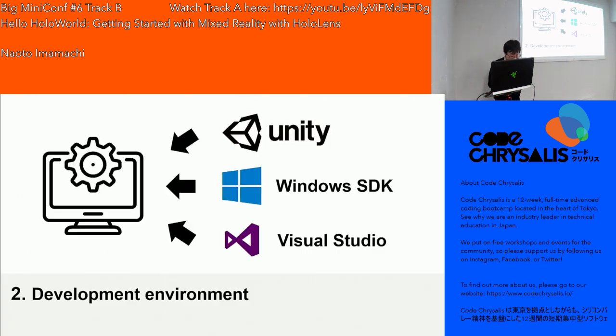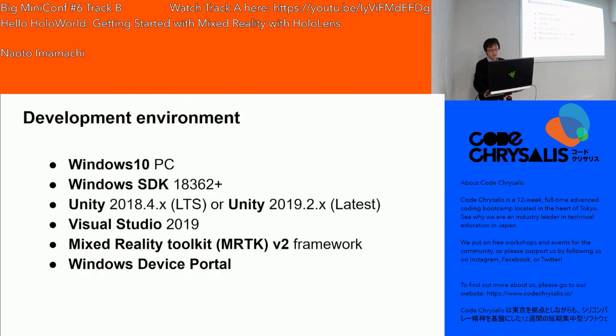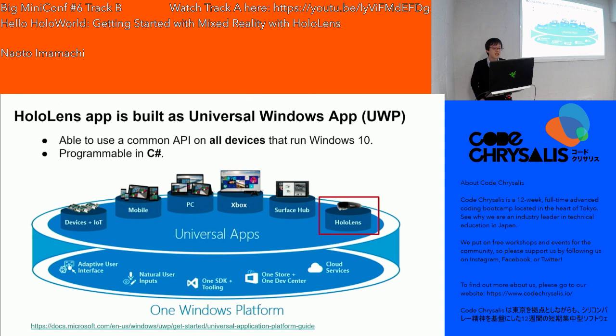So next, HoloLens is very interesting, mixed reality is interesting. So how do we set up the development environment? There are many things. First, of course, we need a Windows 10 PC, the Windows SDK, and Visual Studio to develop our application, because a HoloLens app is built as a Universal Windows Platform app, what we call UWP. UWP enables using a common Windows API on all devices, including HoloLens. So HoloLens is programmable in C#.